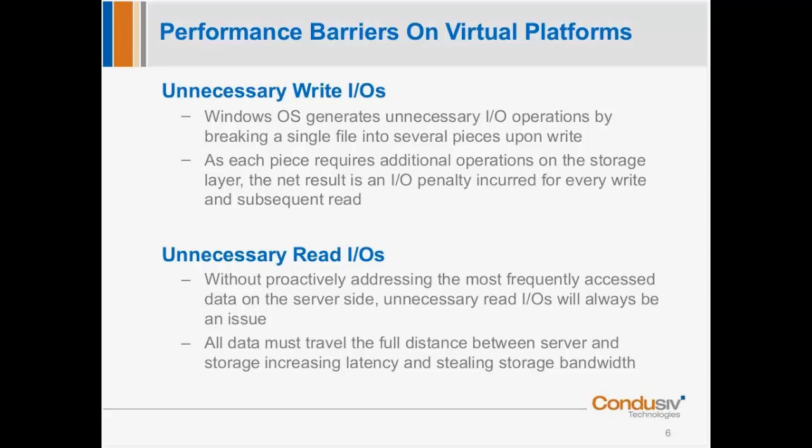The second performance barrier is created when the same file gets read again and again. With each read, that data must travel the full distance between the server and storage, increasing latency and stealing storage bandwidth each time it makes that round trip.